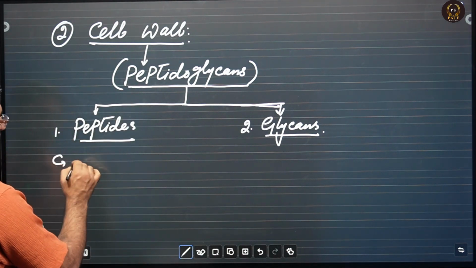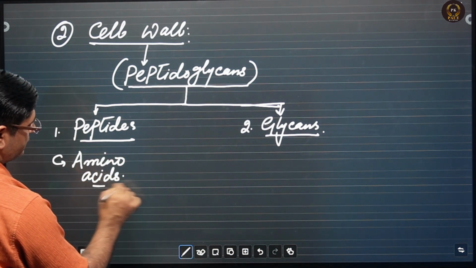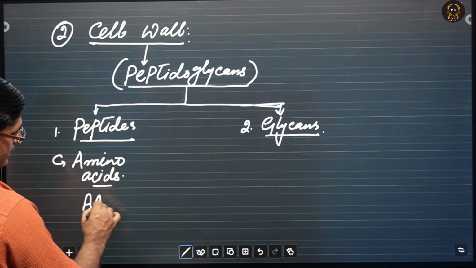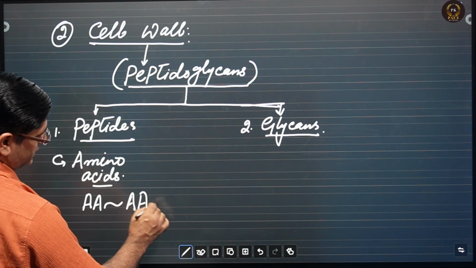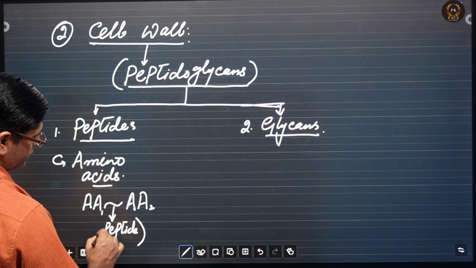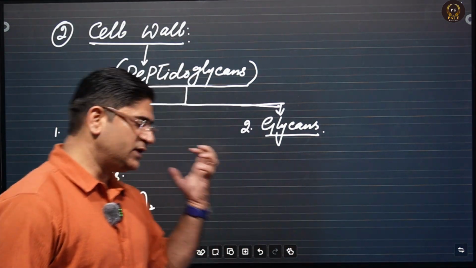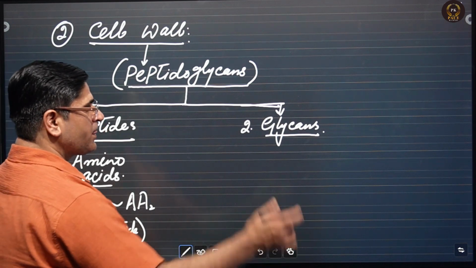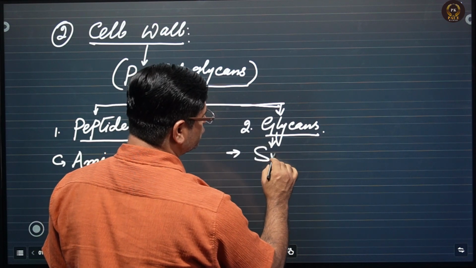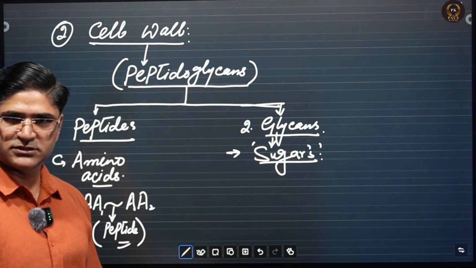The peptide part is made up of several amino acids, and one amino acid bonds with another amino acid, leading to the formation of the bond known as the peptide bond. The glycan part is composed of sugars.